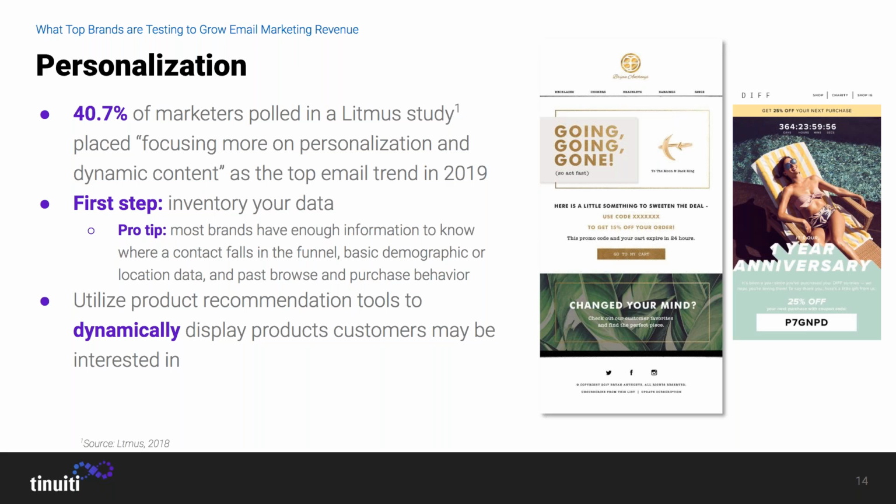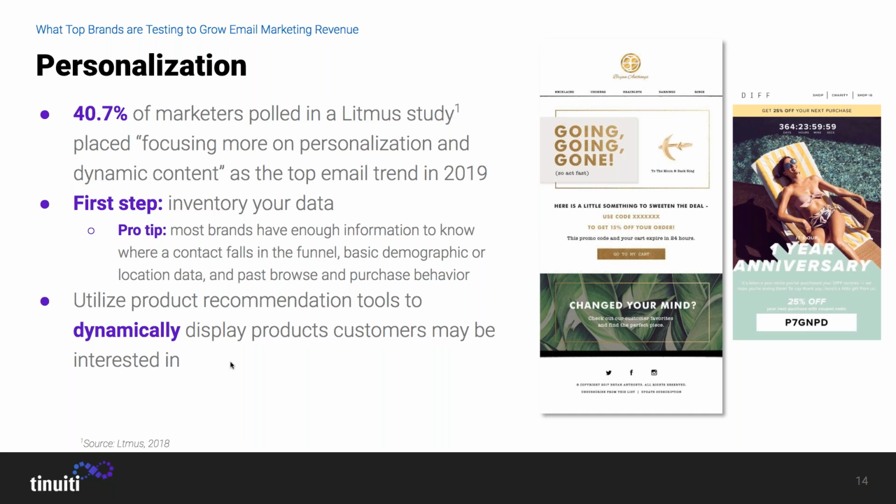So again, another tip: most brands have enough information to know where the contact falls in the funnel. That means whether they've purchased before, whether they're a new contact, or a repeat purchaser. Basic demographic, location data, geo-IP data, past browse and purchase behavior, and you can use that to serve them a really great one-on-one experience.